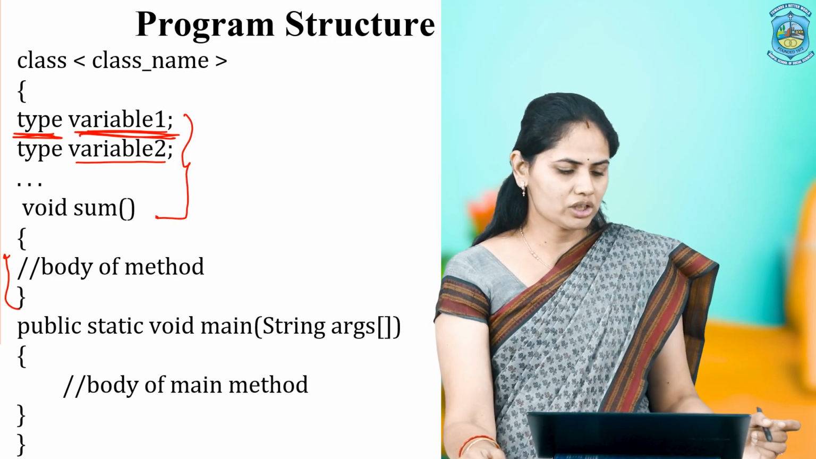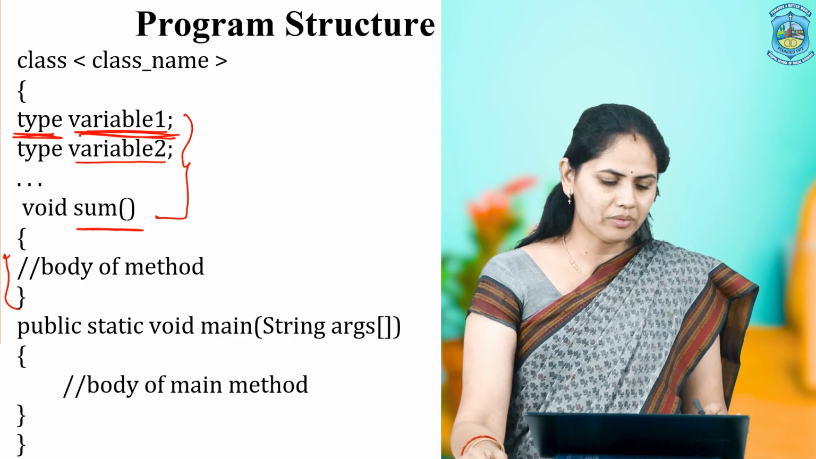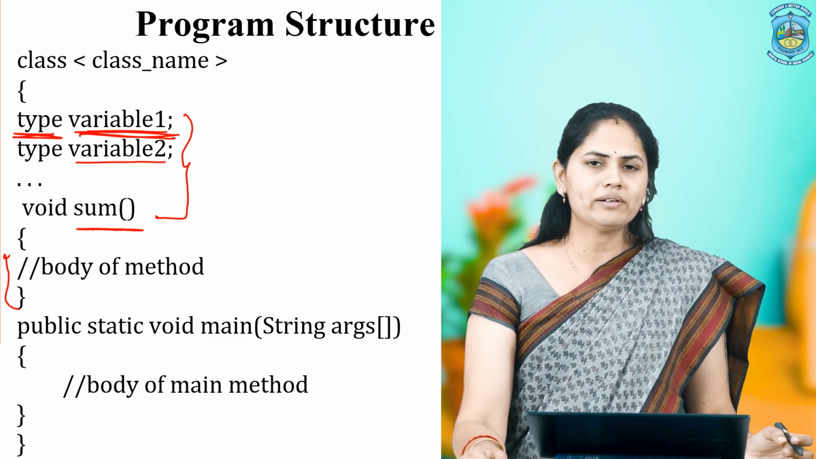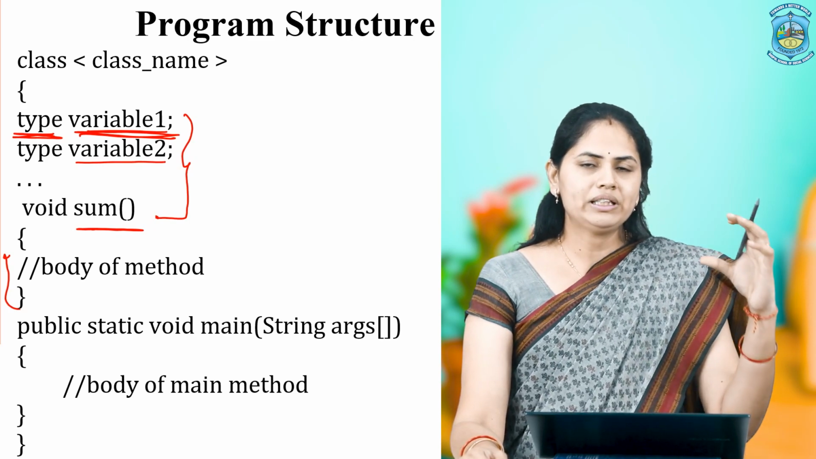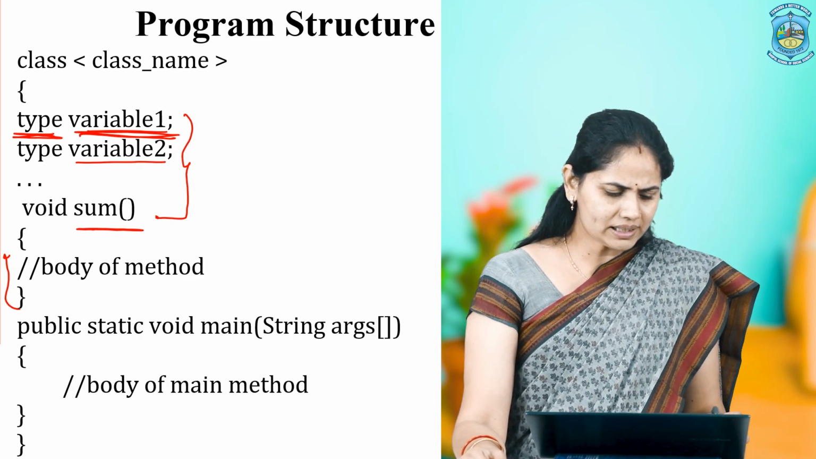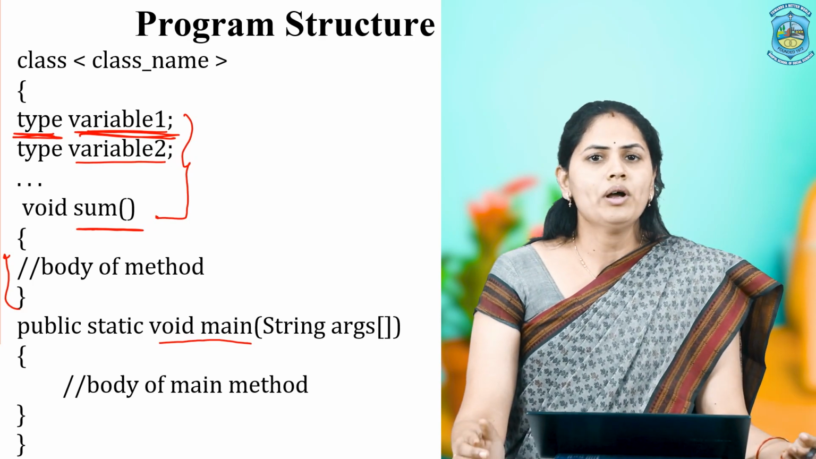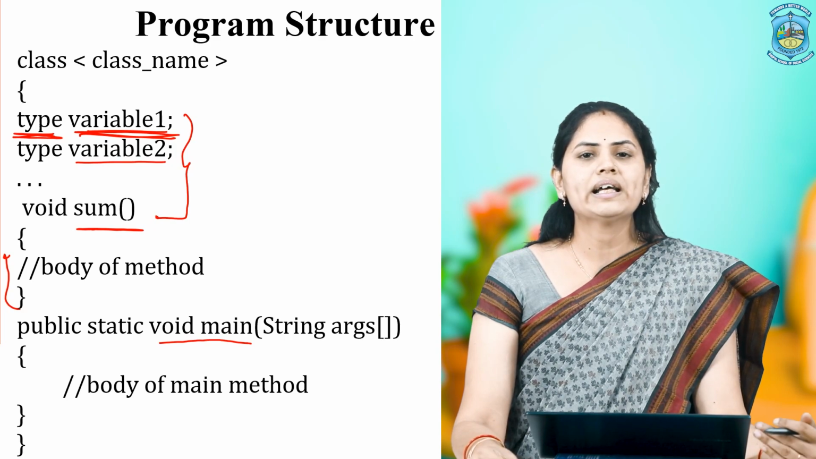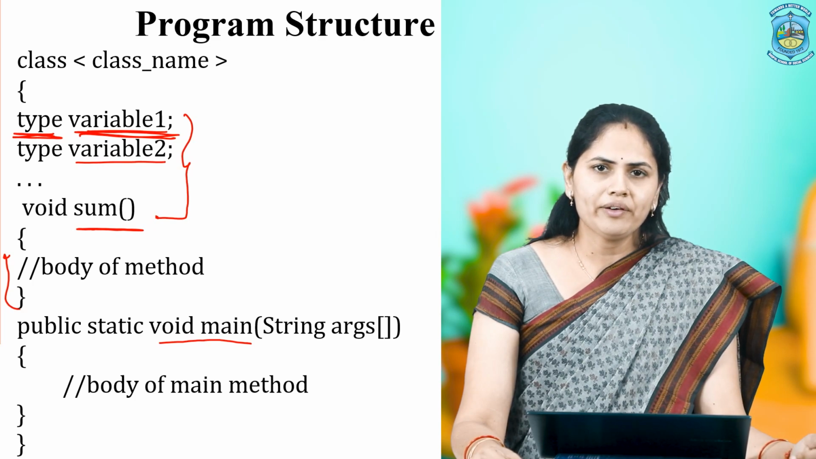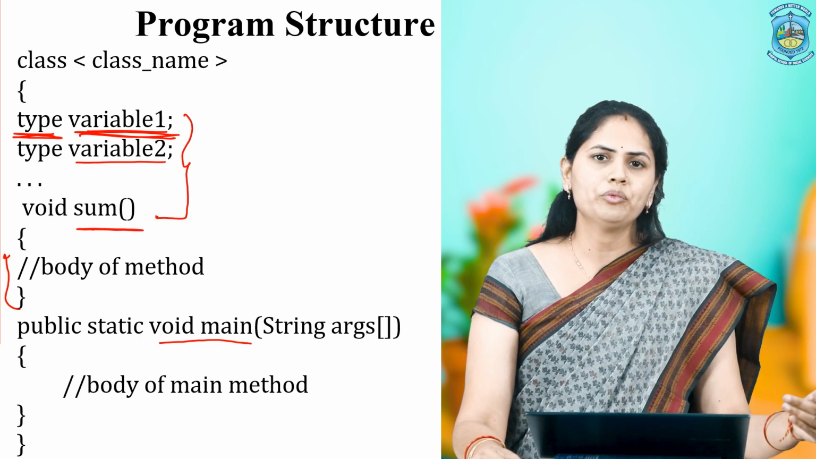In this general structure, variable 1 and variable 2 are the data members, and void sum is the function. Sum is the name of the function, and void means it does not return any value. Within the function, we can define the body of the method. And this class has a default function, that is the main function. The main function is a must for the execution of a Java program. We will write everything inside the class, and we also write the main function within the class.